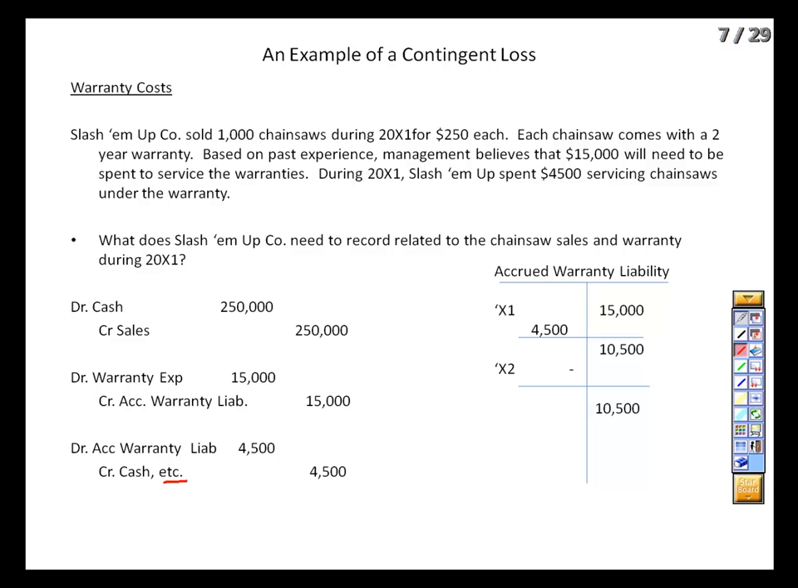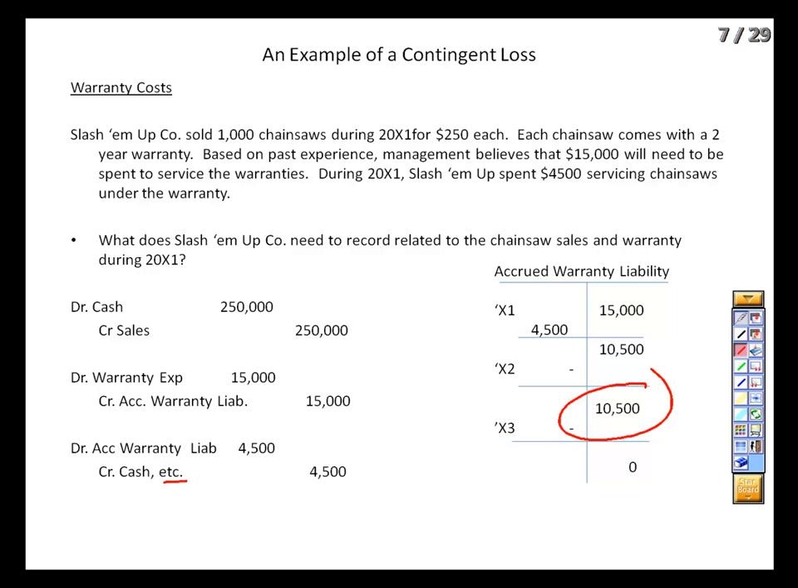But let's say that we don't spend any money to service warranties in X3 either. At the end of 2000 X3, what should be on our balance sheet for the warranty liability? Our accounting system currently tells us that we've got $10,500 as what we owe, but how much do we really owe? Zero, right? By the end of 2000 X3, the 2-year window on all purchases back in X1 will have expired, which means that our customers have missed the boat. If their chainsaw breaks now, they have to pay to get it serviced. So our balance sheet ought to say zero. But the accounting system says $10,500.